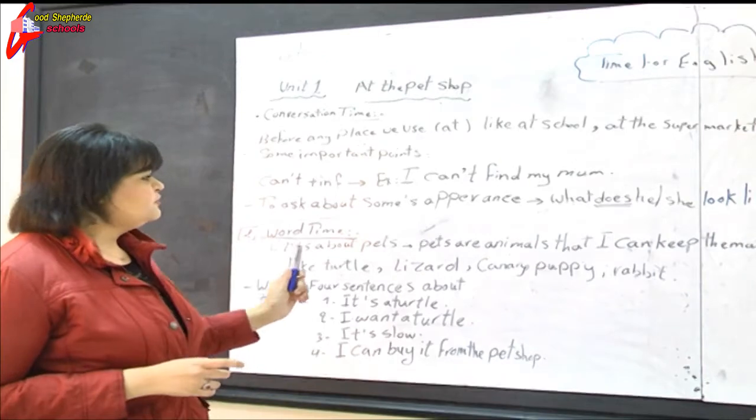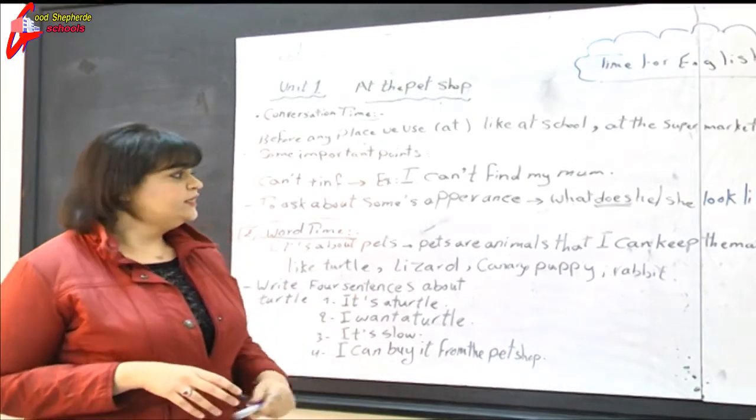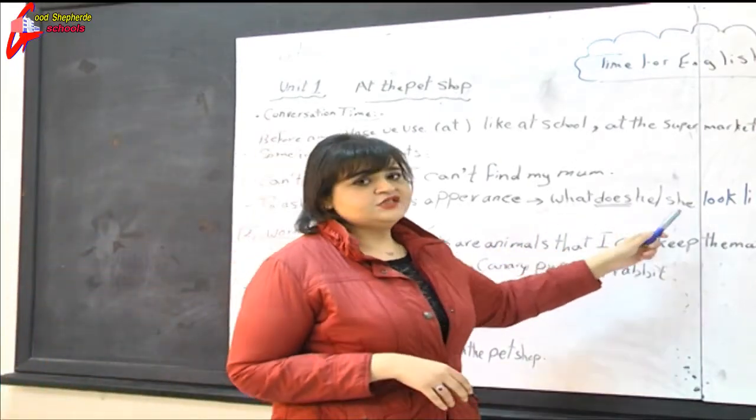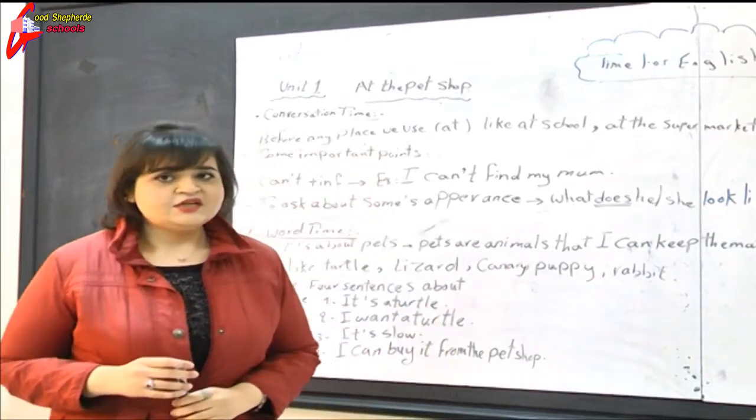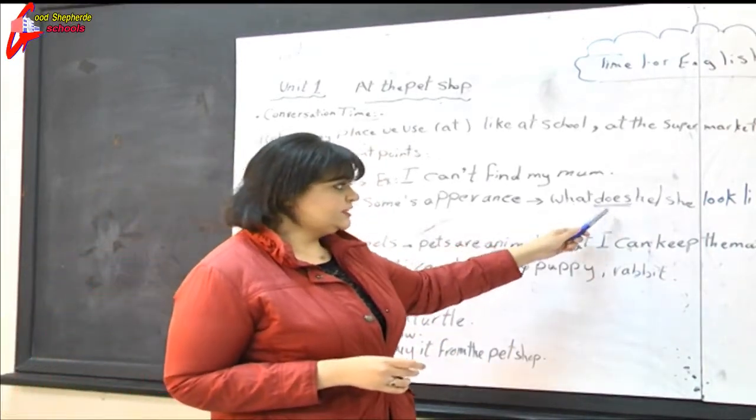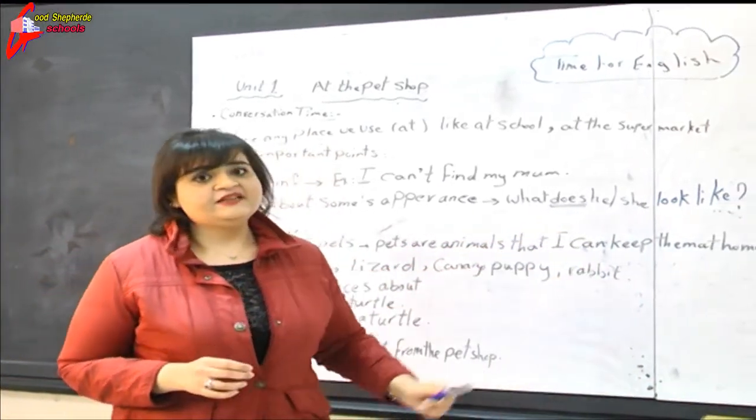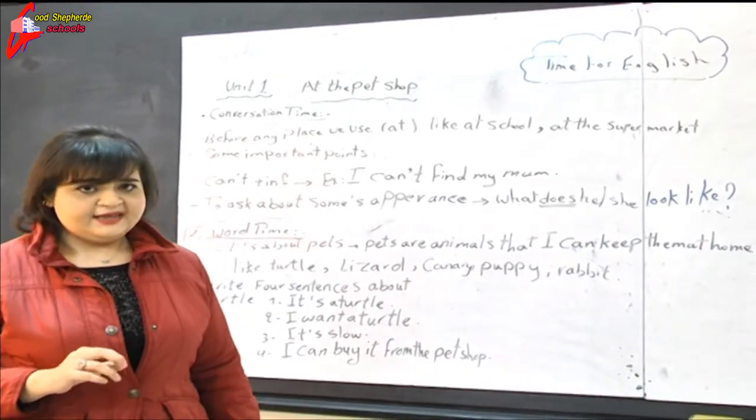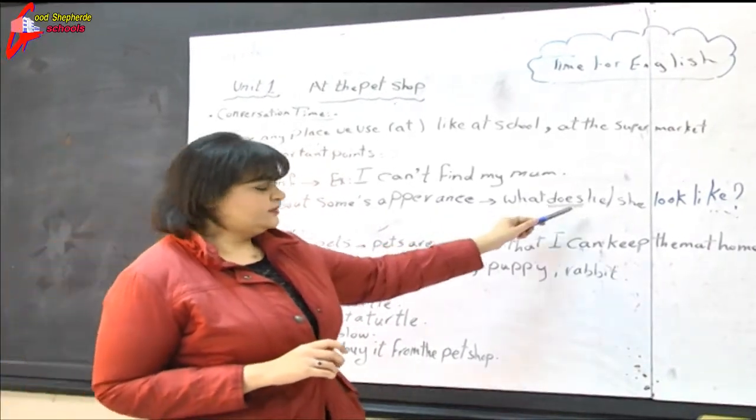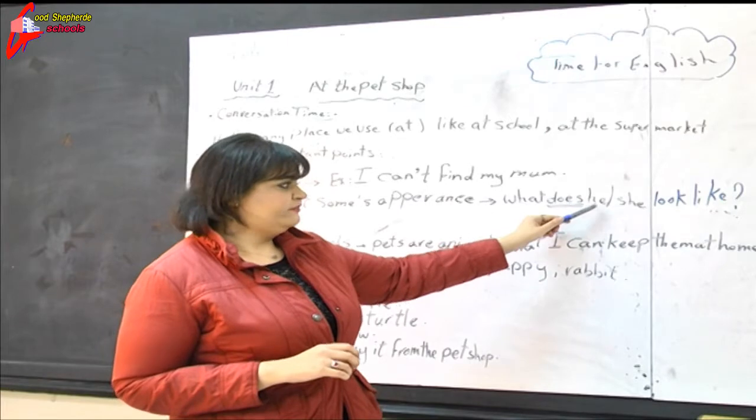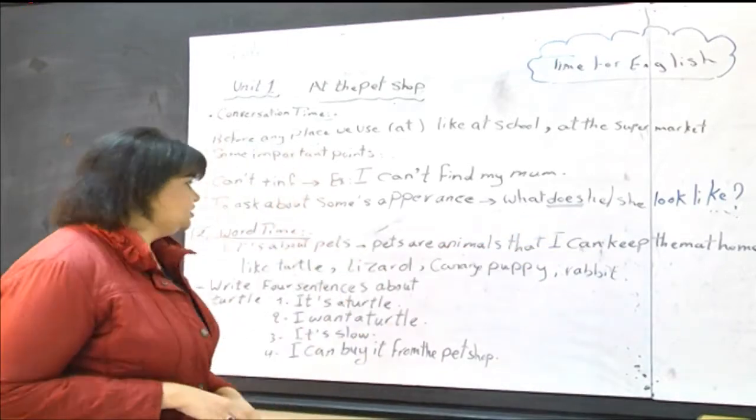Okay? To ask about the appearance of someone, you can say, "What does she look like?" Why do we say "does" here? Because he and she take the verb plus s. So we have "does" here because we have he or she.